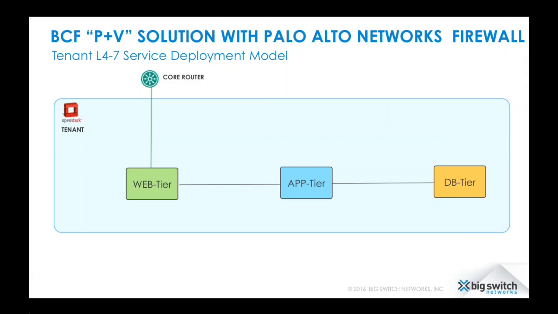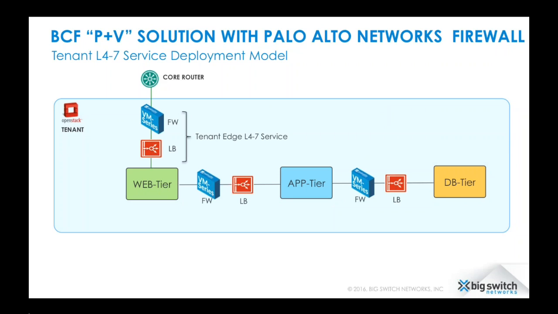So real quick on the deployment model, layer 4 to 7 services could be deployed at the edge of the network, or they could be deployed for the east-west traffic between the tiers, web tier, app tier and DB tier. So we support both models. For today's demo, I'll be demonstrating the tenant edge layer 4 to 7 service using our Horizon extension and Palo Alto Networks next generation firewall.